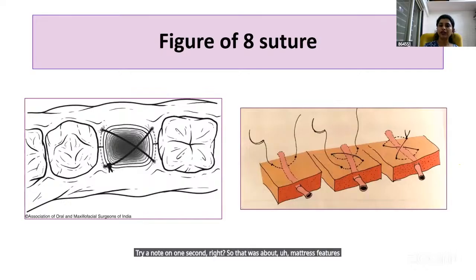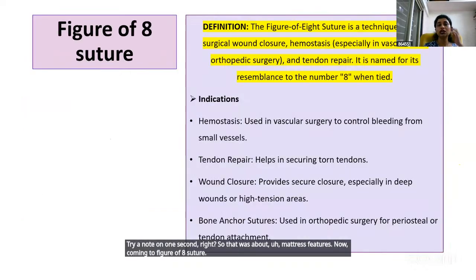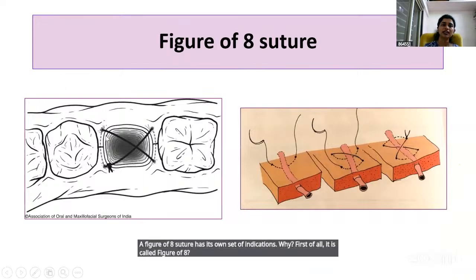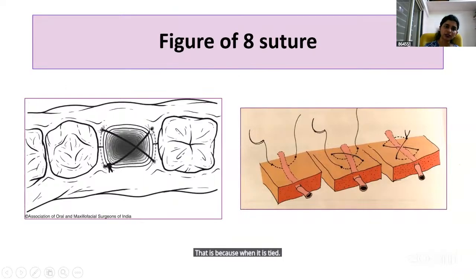Now coming to figure of eight suture. A figure of eight suture has its own set of indications. First of all, why is it called figure of eight? That is because when it is tied, right, it resembles a figure eight. That is why it is called figure of eight.